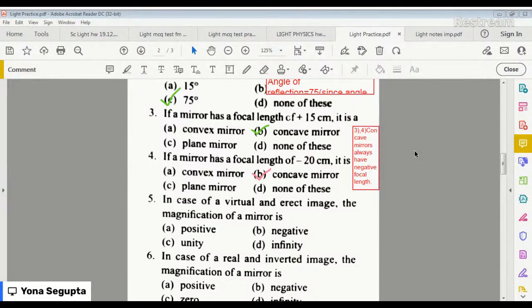Okay, now number 5, what is the question here? Let us see. Now it is said that in the case of a virtual and erect image, what is the magnification of a mirror? What will be the answer first of all? Let us see. The answer will be positive here. But why? Why will it be only positive?